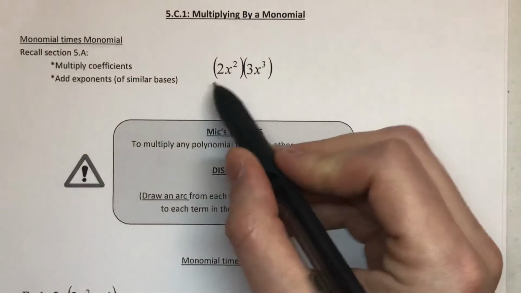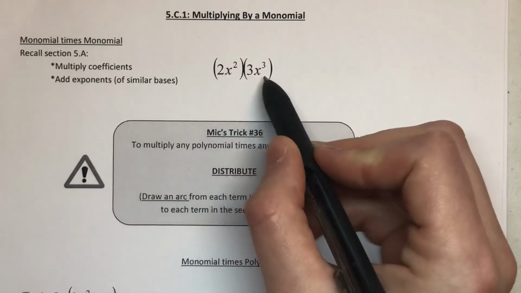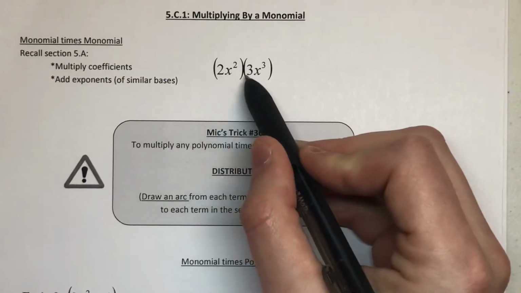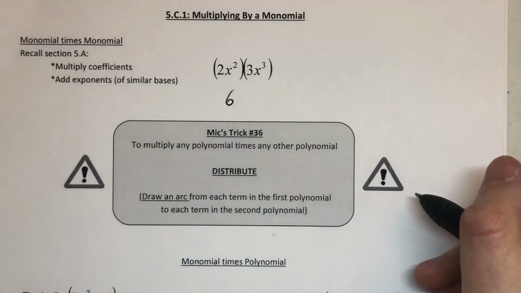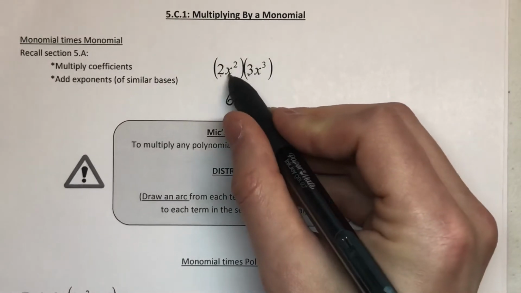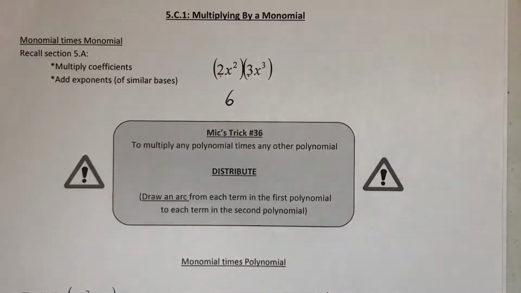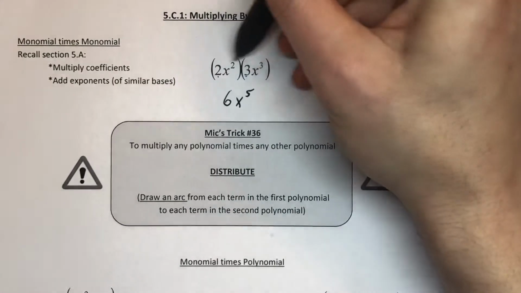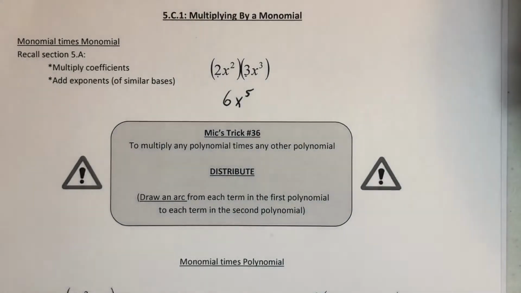This problem showed up back in section 5a. The idea that when you multiply a single term times a single term, it is all multiplication, so you can reorder it if you needed to, but most importantly we saw it means you can multiply the coefficients, the numbers, 2 times 3 giving me 6, but then x squared and x cubed, this is multiplying similar bases, so you add the exponents, giving me x to the 5th. So again, multiply coefficients, add exponents of same base, and you've got your result.